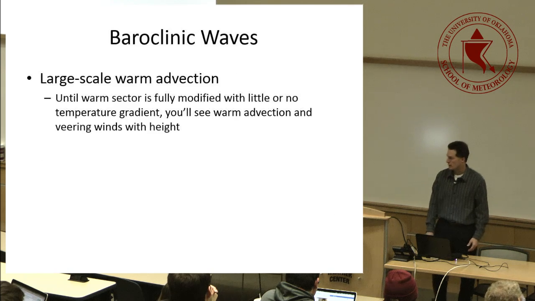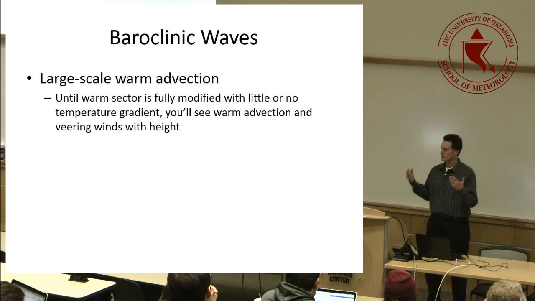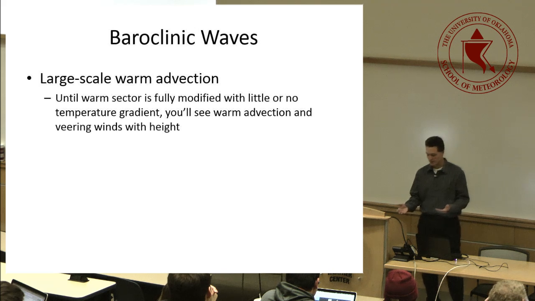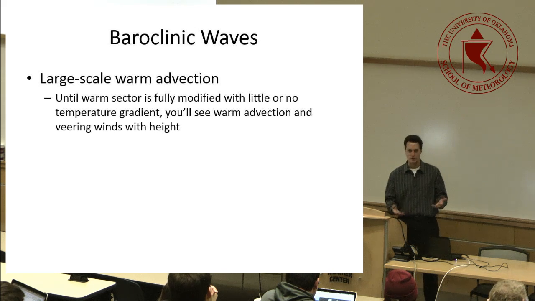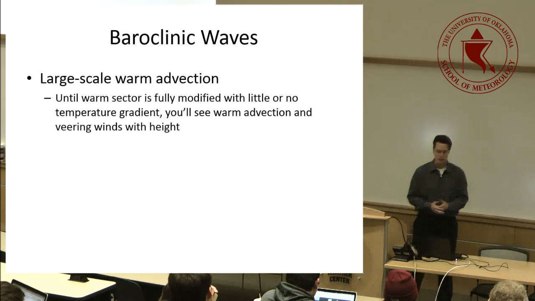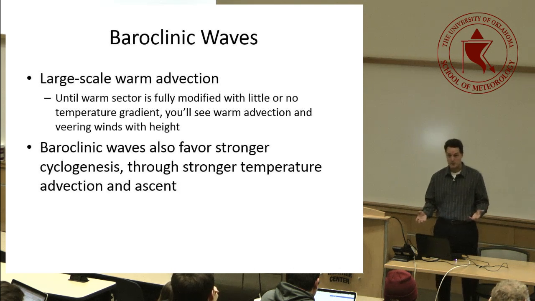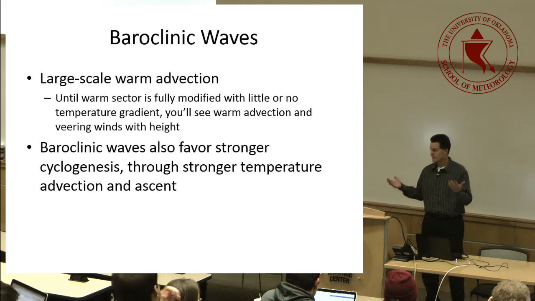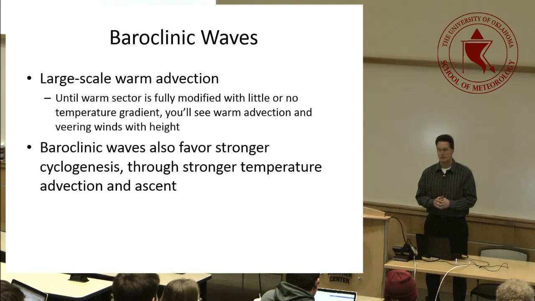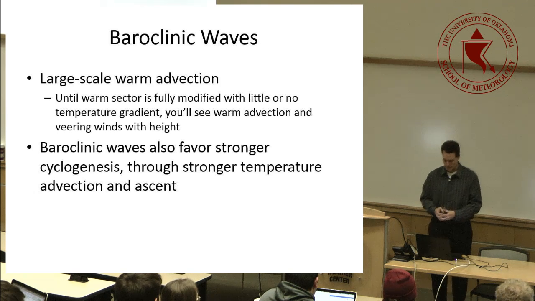All right, baroclinic waves, large-scale warm advection. As long as you don't have a warm sector that is completely modified with zero temperature gradient, you should see some veering of the winds with height, even in the open warm sector. With baroclinic waves, the stronger the thermal gradient, the potentially stronger the cyclogenesis, the stronger the temperature advection, the stronger the ascent, the stronger the vertical shear. It's all linked together.